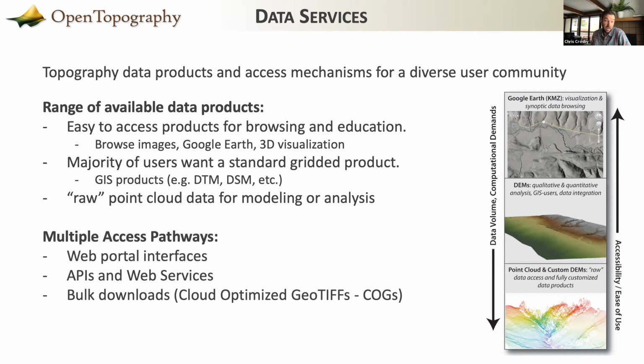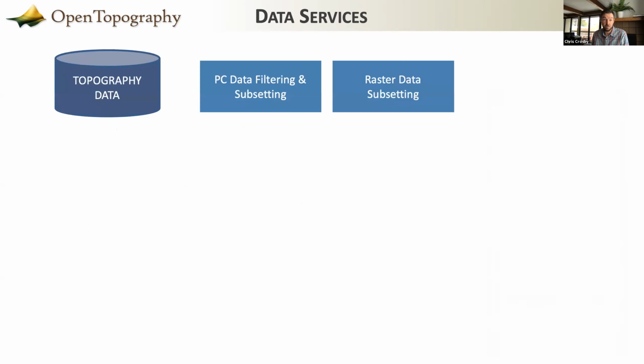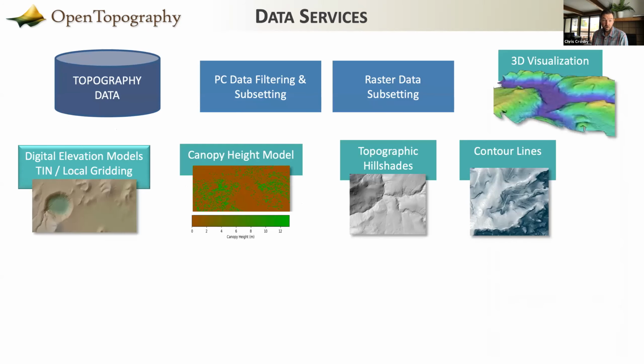We have other pathways to access data. There's the web portal I just mentioned. There are APIs, web services, and we are doing a lot of work with bulk data access through things like cloud optimized GeoTIFFs and other resources. In terms of services, there's the topographic data itself sitting in various kinds of resources, and then there are tools to subset and filter those data sets, whether on the point cloud or the raster data. And then a set of processing services.